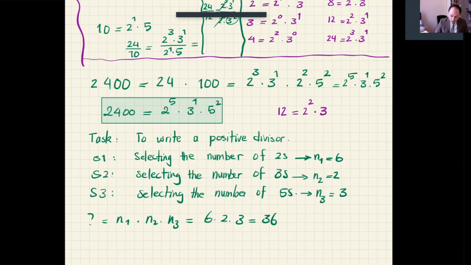So here, I will not have 6 options available. Again, this is more or less the same, but the task will change to this: to write a positive divisor, which is divisible by 12.